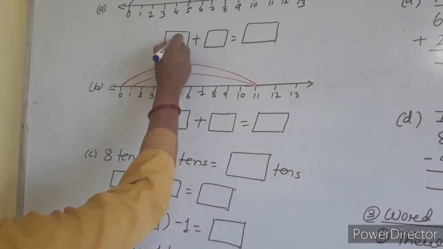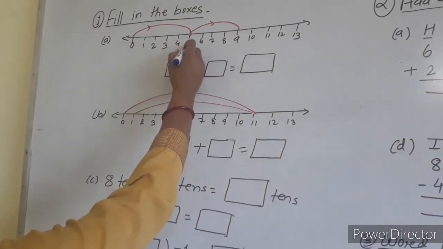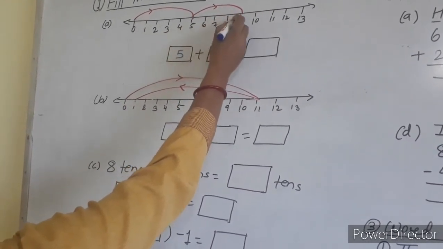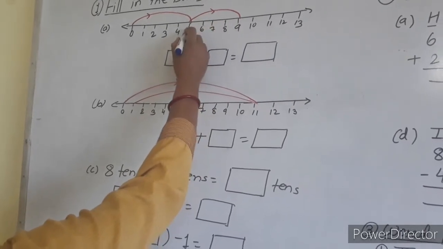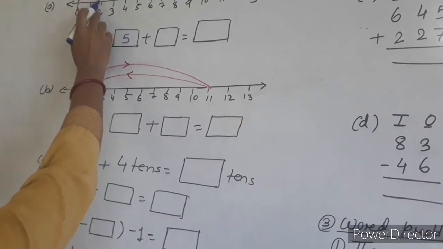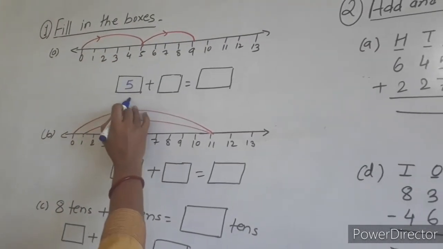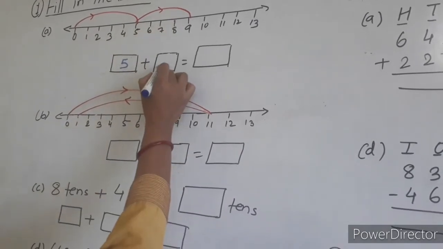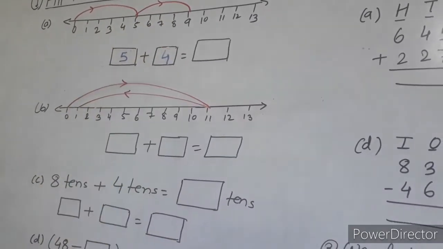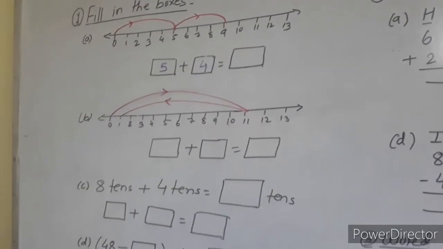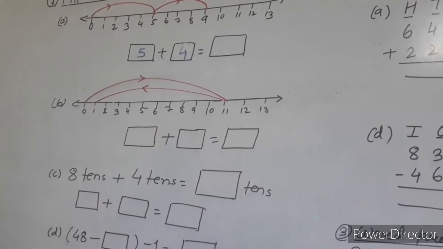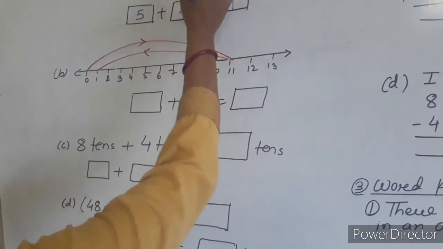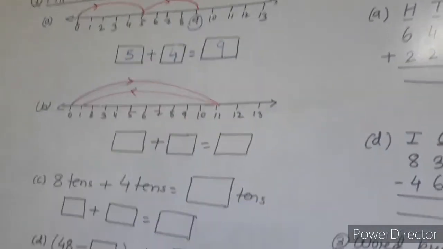Then after that 5 to 9. How many numbers are there? 1, 2, 3, 4. 4 times jump. And here 0 to 5, we will write 1, 2, 3, 4, 5. That is 5. From 5 to 9 you just count the numbers 1, 2, 3, 4. That is 4. So 5 plus 4, you just count 5, 6, 7, 8, 9. So here your answer is 9. Okay, this is your answer.